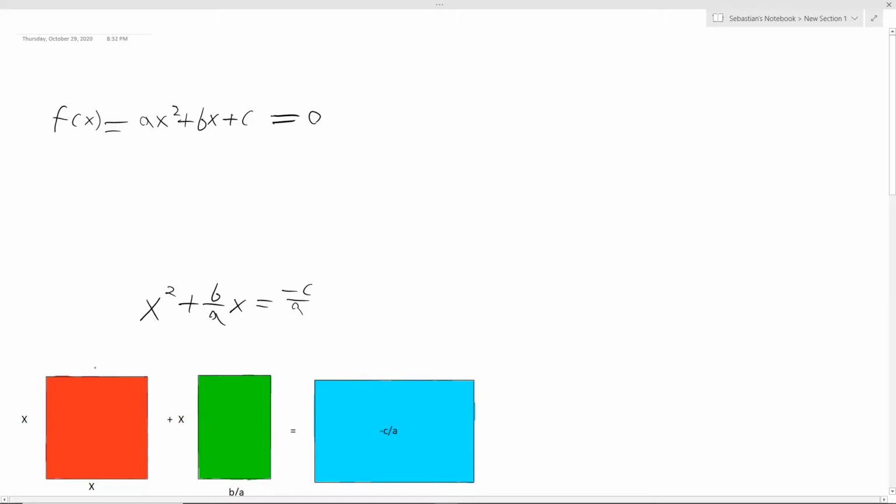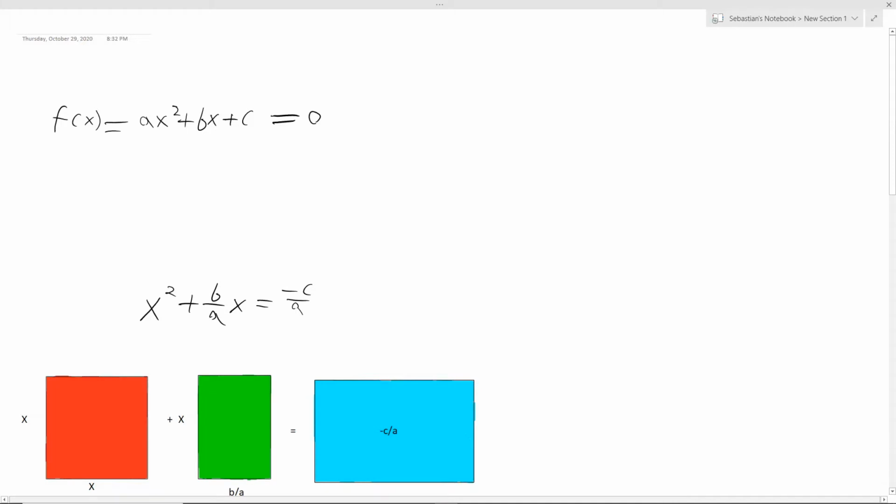Similarly, for the green rectangle, it's not a square this time, because we have one side length of x and one side length of b over a, but we can still find the area by taking the product of the two sides, and that's equal to b over a times x, which is the second term here. And then finally, the sum of the areas of these two rectangles is equal to the area of this blue rectangle, which here on the right hand side is just minus c over a.